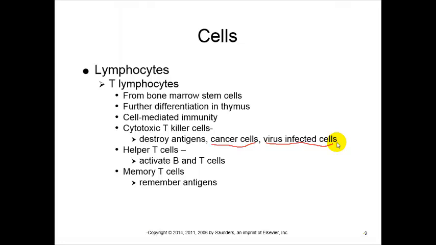Then we have other T cells that are helper T cells, and those are going to help activate both B cells and T cells. So they go on to activate other cells. Then we have memory T cells, which will help us if we get exposed to the antigen a second time. And it's going to increase the response time because those memory T cells are going to be circulating, ready to kill that antigen the next time it comes into the body.